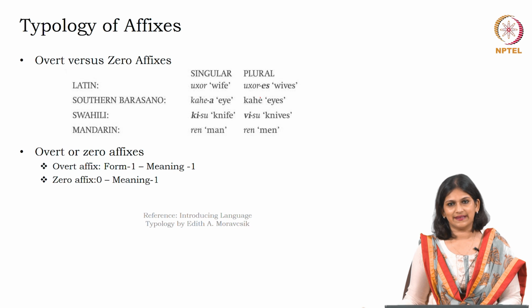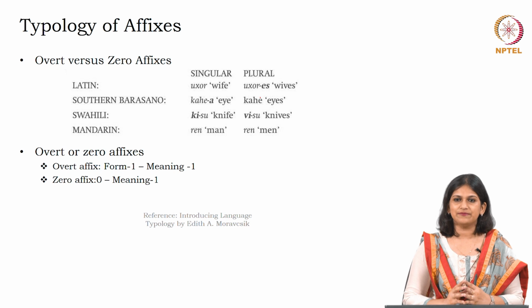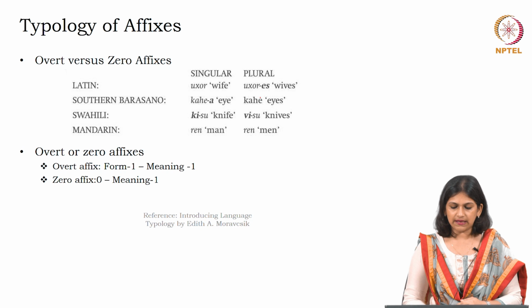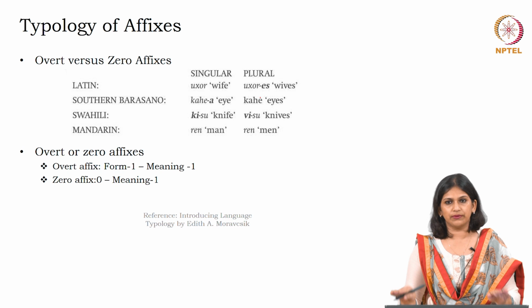In this connection, we see there are four different types of language that we have in hand as far as pluralization, or the plural affixes, is concerned. Let's recap what we have discussed. The first type is the Latin type. In Latin, the plural noun is overtly marked, so there is an overt affix in Latin for plural marking. Just the other way around for Southern Barbasano, there is an overt marking for the singular one, but not for the plural. For the plural, it gets dropped.